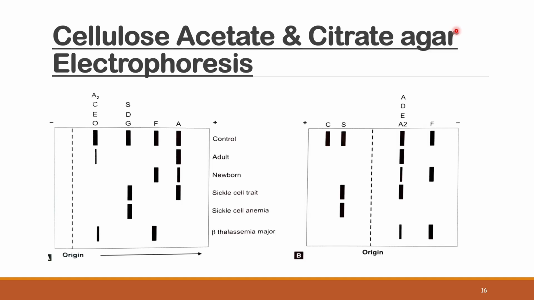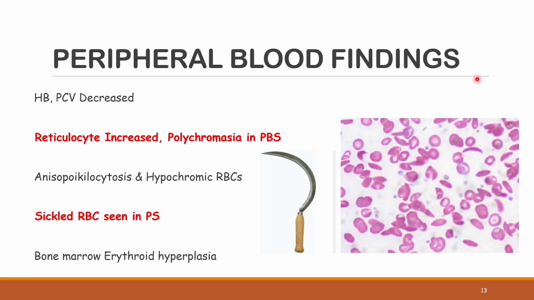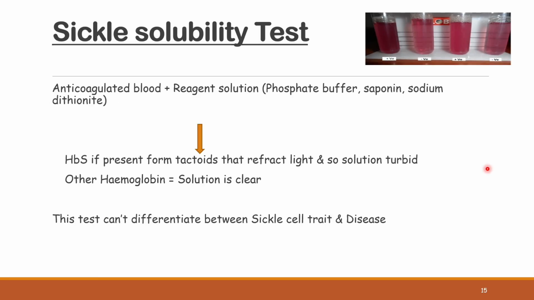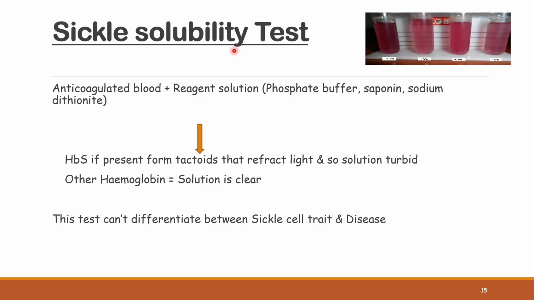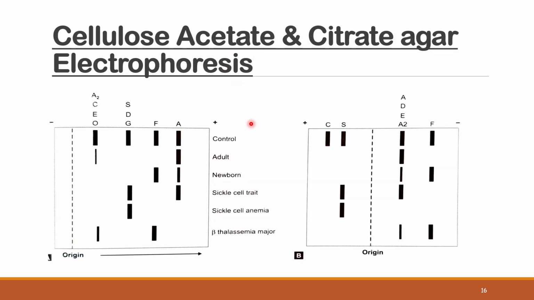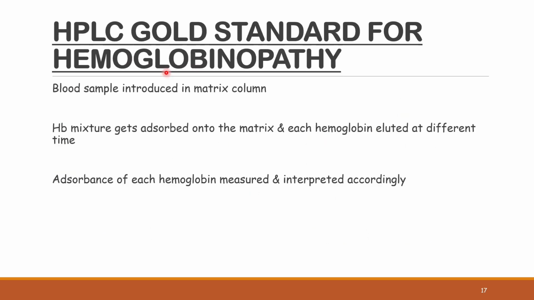All right. Now, in the peripheral blood smear, we can see a target cell as well. That I forgot to mention. See, this is the target cell. So it can also be seen, right? So after doing the peripheral blood smear, CBC, biochemical tests, and sickle solubility test, how will you confirm sickle cell disease? The confirmation is by electrophoresis or HPLC. The gold standard test is high performance liquid chromatography.